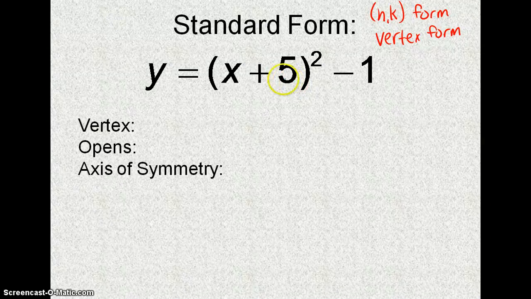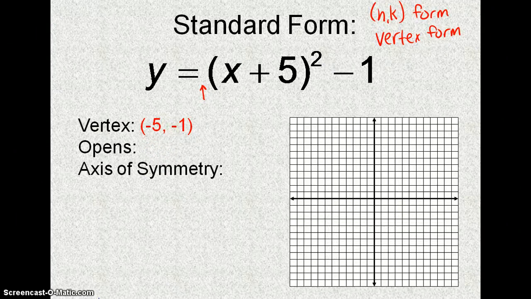So remember, in this form, you can tell all of these things by looking. So the vertex is HK. Remember, if this is coming out of the parenthesis, it changes its sign. So it's negative 5, negative 1. How does it open? Well, you look right here. If that's a positive, it opens up. I'm going to erase those because they're going to come in typed. But that's what you're thinking when you're doing this.